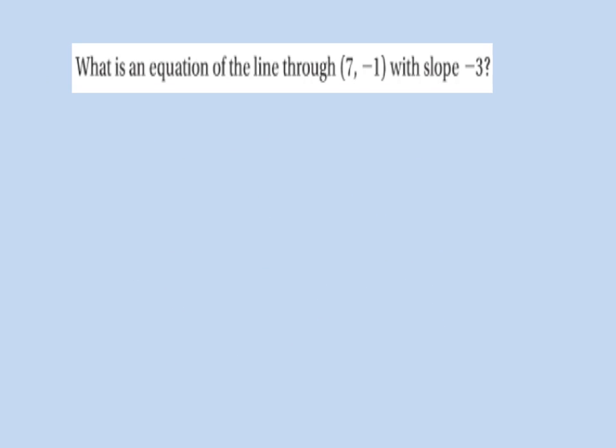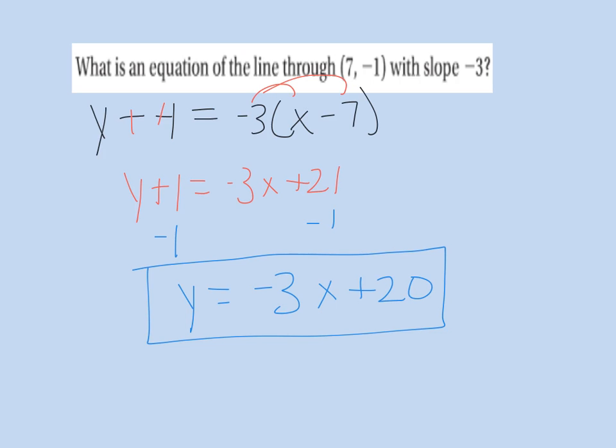Right now I want you to pause the video. Yes, pause that video and try this one by yourself. You should have gotten y equals negative 3x plus 20. Again, the y-intercept then would be a positive 20.